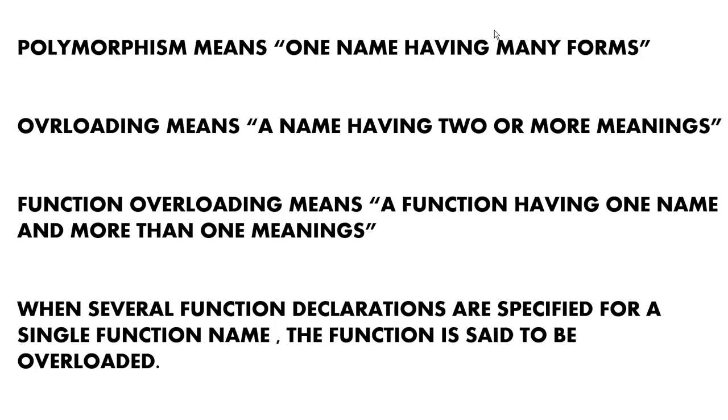Therefore, this is overloading. Next term is function overloading, and you can be asked to define function overloading with an example. So you have to define it with an example, which means a function having one name and more than one meaning. Suppose you're having a function abc, it is having more than one definition. Therefore, it means that the function is overloaded. So when several function definitions are specified for a single function name, then the function is said to be overloaded. Suppose you're having many definitions for a single function name, then it is overloaded.